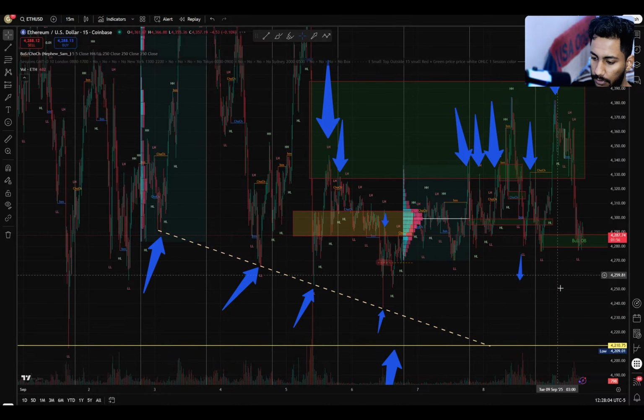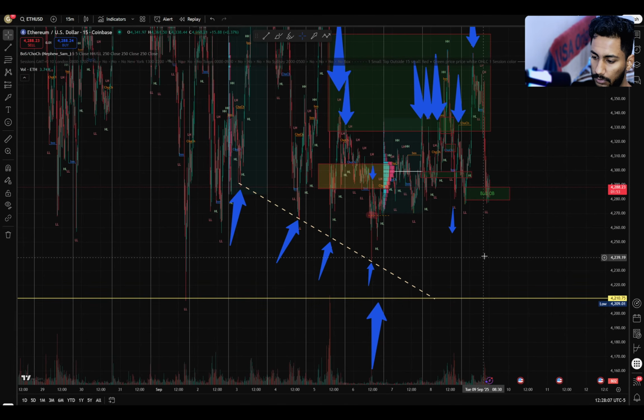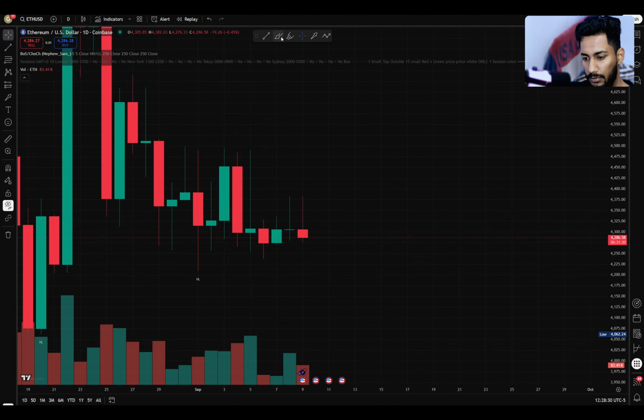But I would say for Ethereum, it will not go down, or else it can go up to here to grab the liquidity or the orders. But let's see the trend. So look at the trend. This is a day time frame. It always starts and goes up to the high.